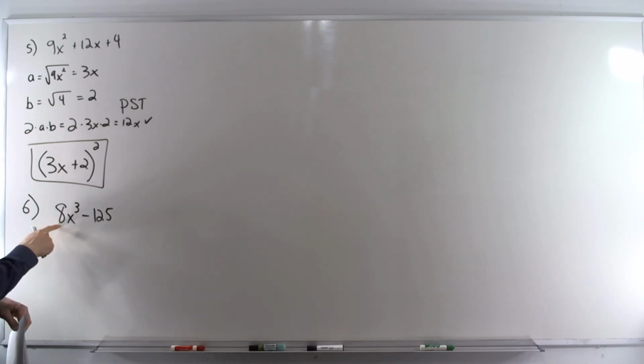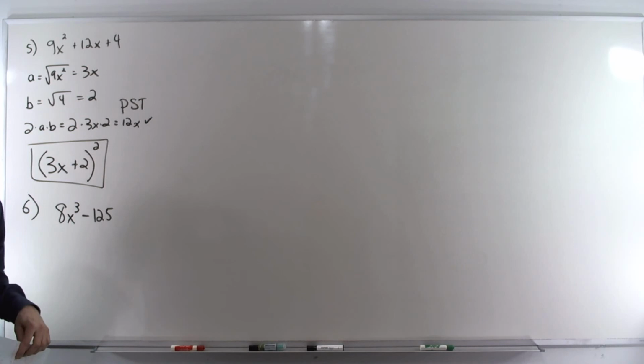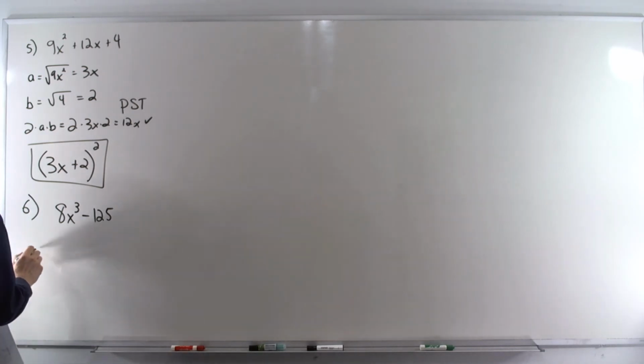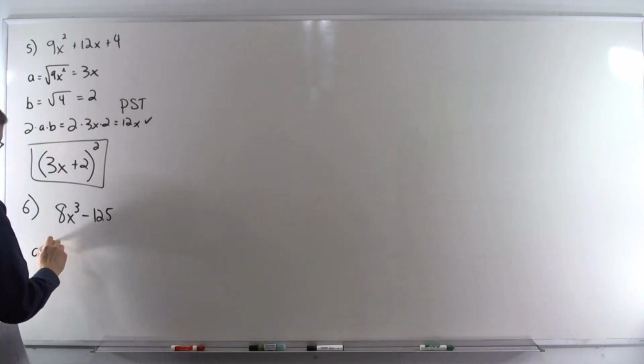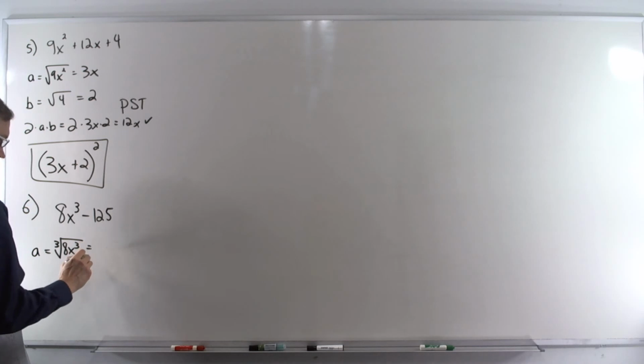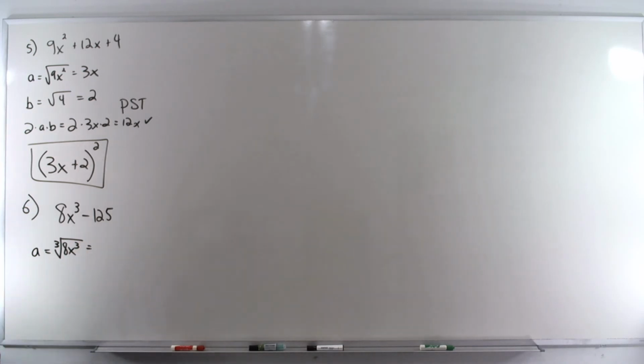Well, 8 is a perfect cube. The big clue here is that x is to the third power. If it's a multiple of 3, that's going to be a perfect cube. 125 is also a perfect cube, so we have a difference of cubes. Now make sure when you do these, you're taking the third root, not the square root. We want the third root to do anything with cubes. Sum of cubes, difference of cubes.